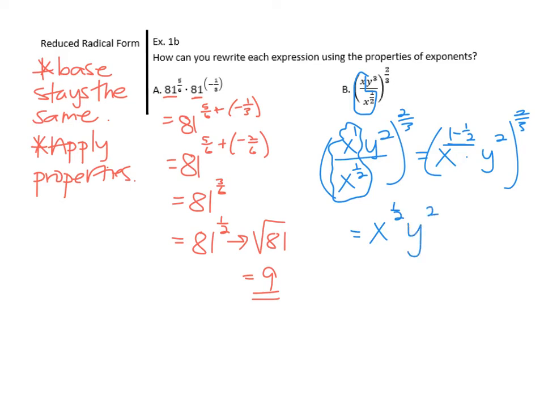Recognizing that they both have that 2/3 exponent, now this applies the power of a product. I'm going to distribute it to both exponents and multiply them. That means we're going to have x to the 1/2 times 2/3 times y squared times 2/3. So let's see what we have here. I am not doing this right, am I?